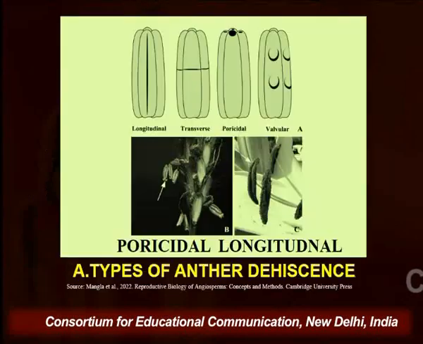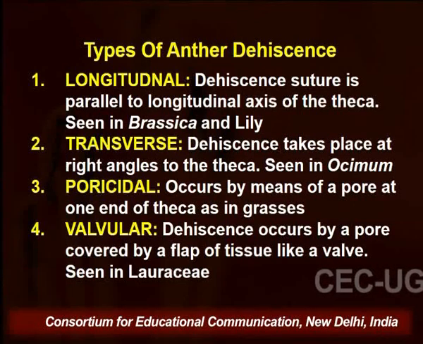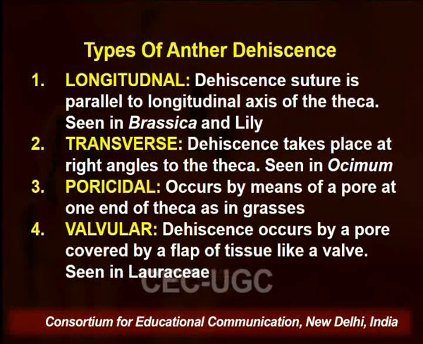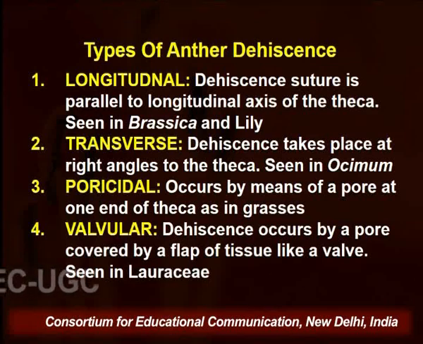In grasses, it is figure B which you see over here, and this pore could be on either end of the theca depending on the species. The last or the fourth one is the valvular, where dehiscence occurs by a pore, and this pore, unlike grasses, is covered by a flap of tissue and is referred to as a valve, and this is seen in Lauraceae.